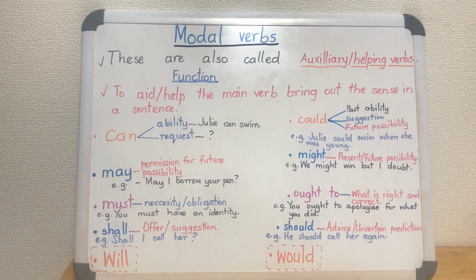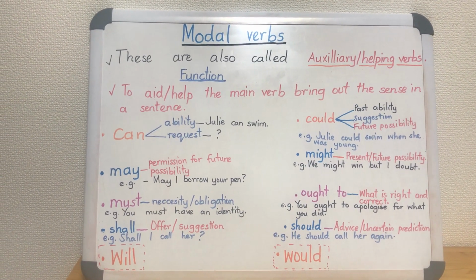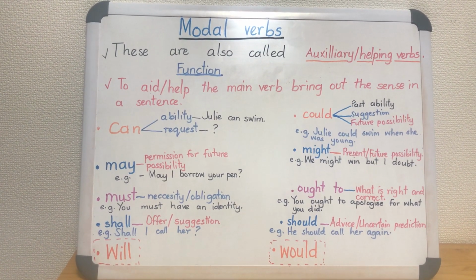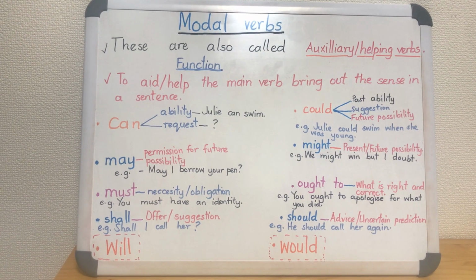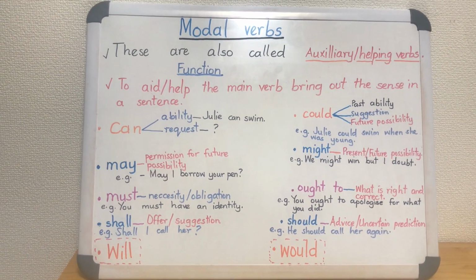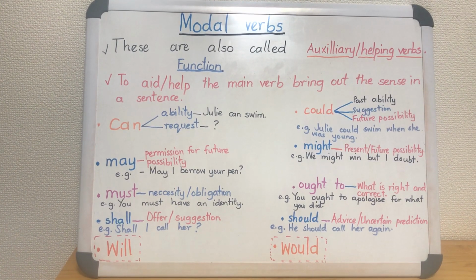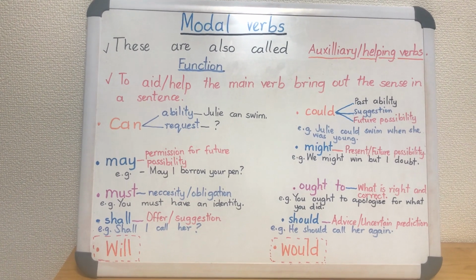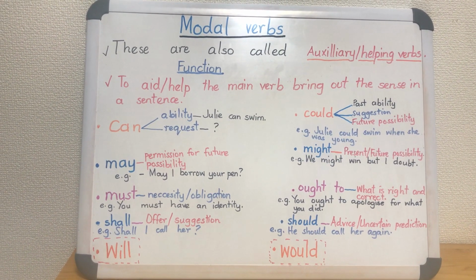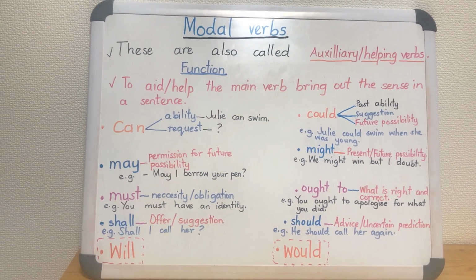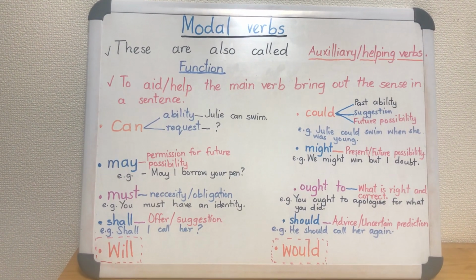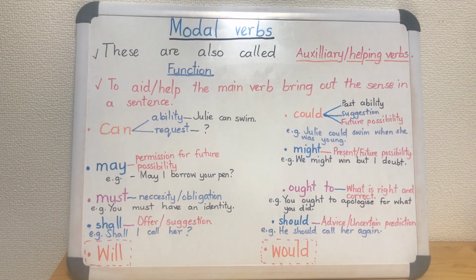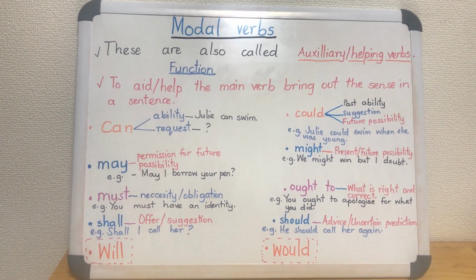So we start with can. Can has 2 requirements. Can be used to mean ability, something that someone is capable of doing. Can also be used as a way to request. So under ability, I said Julie can swim. That is something that Julie can do. It's not something that she can start learning now. No, she has already gone through the learning process. She is capable. She is able to swim.